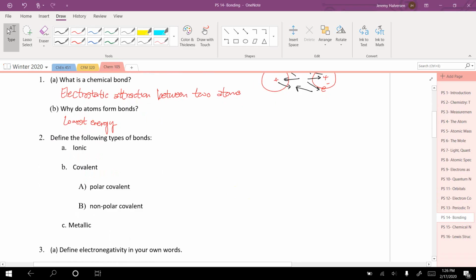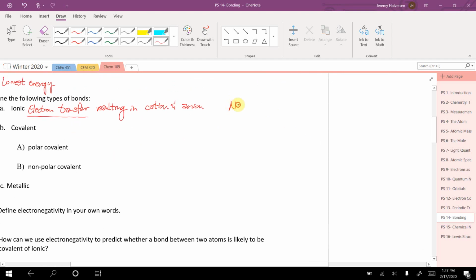All right, so to define these different types of bonds, we have ionic bonds, covalent bonds, and metallic bonds. Ionic bonds happen when usually we would say there's an electron transfer resulting in a cation and an anion. Now, this electron transfer idea isn't necessarily true. For example, if I have Na and Cl, we know that sodium often forms a +1 ion and chlorine often forms a -1 ion.